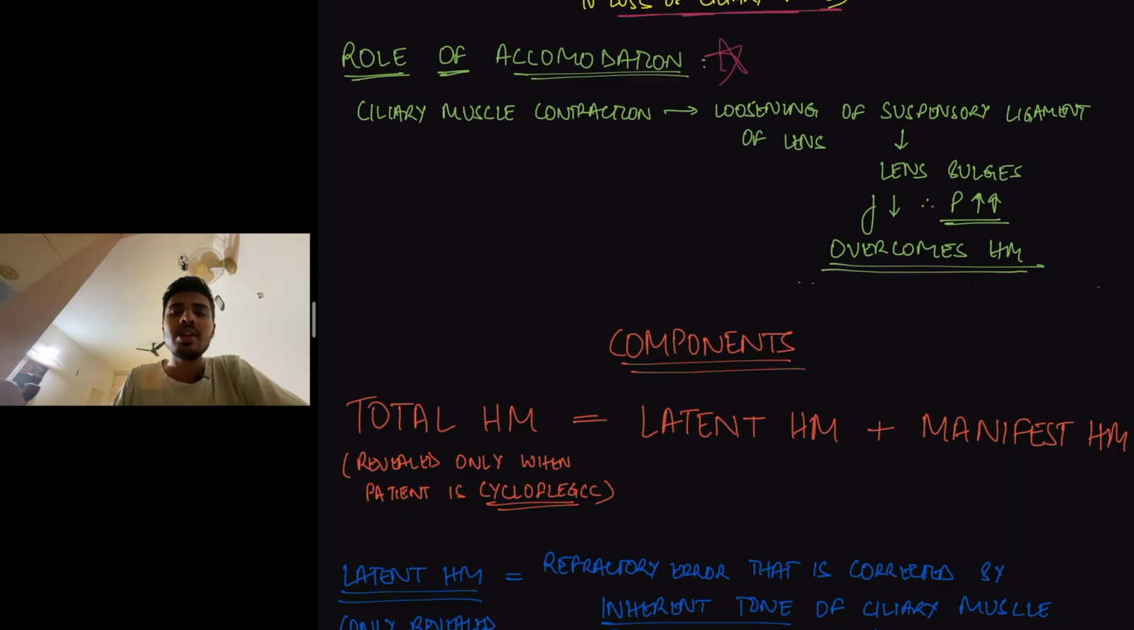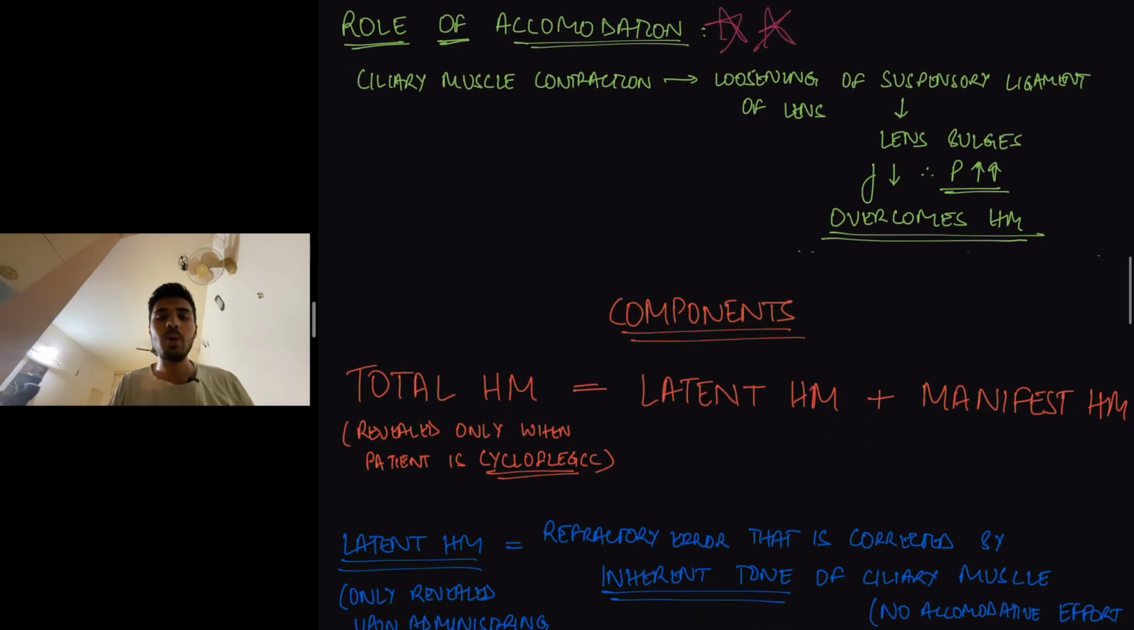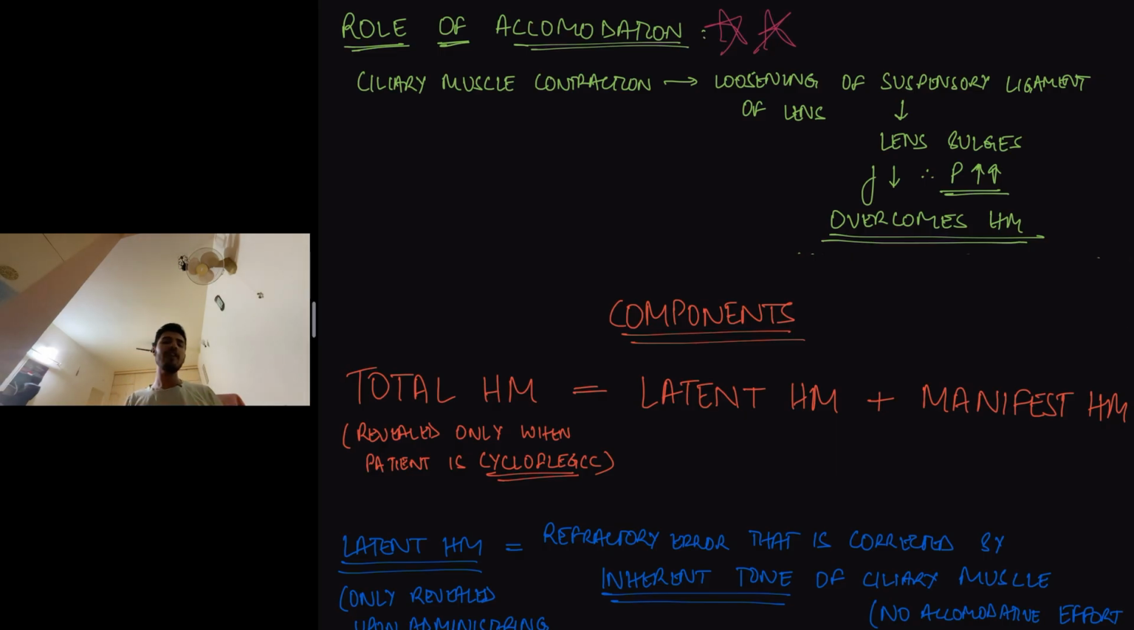Now this is something simple but helps us understand the topic better. So basically what happens? Accommodation overcomes hypermetropia. That is the relation. So how does it happen? Think about it. What happens? Ciliary muscles contract. When the ciliary muscles contract, the suspensory ligaments of lens, the ciliary zonules, they become loose. So what happens? The lens which was flat, it bulges during accommodation. In accommodation, there is bulging of lens. So when there is bulging of lens, the curvature increases, and when the curvature increases, the power increases.